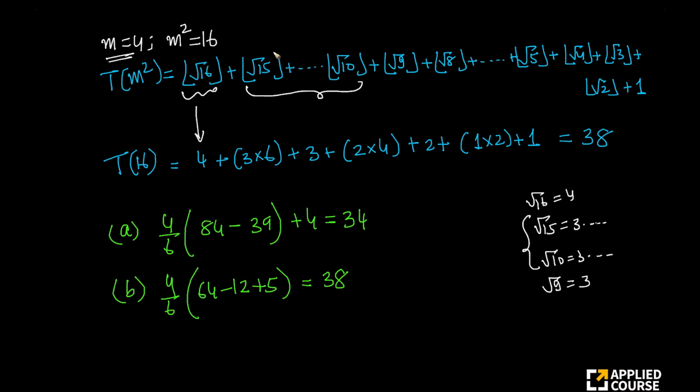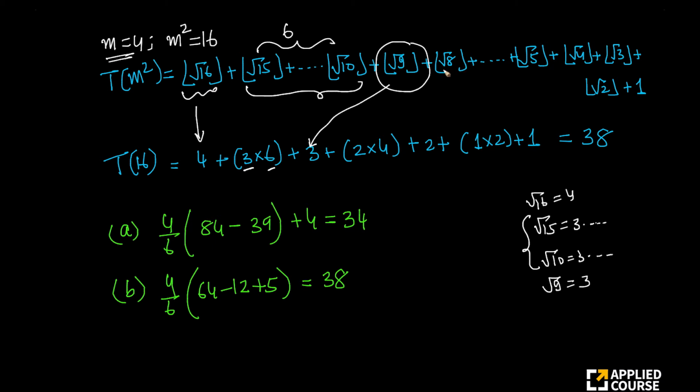So how many numbers do I have? I have 15 to 10. I have 6 numbers here. And for each of them, the floor value of square root will be 3. So I did 3 into 6. Now, next comes my next term. Floor of square root of 9. Square root of 9 is 3. So I just placed 3 here.